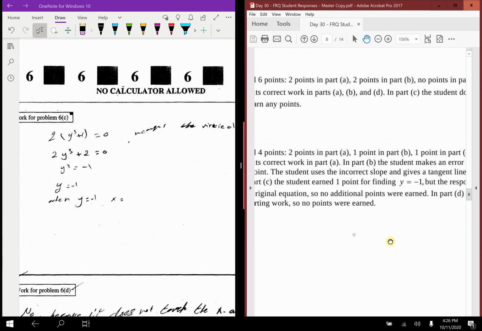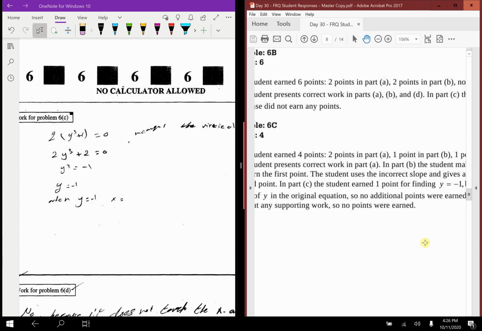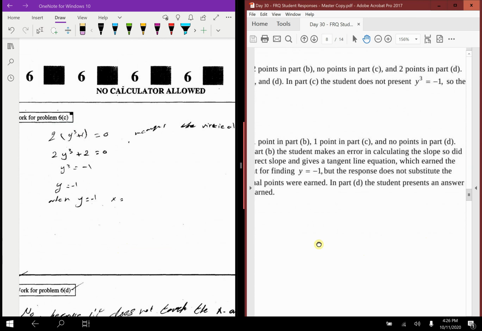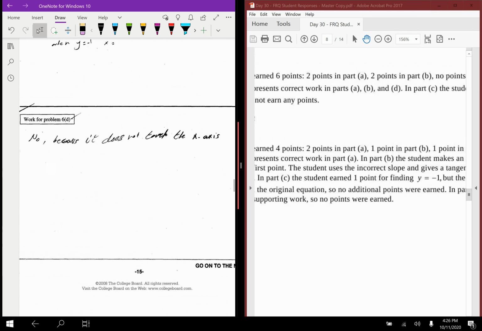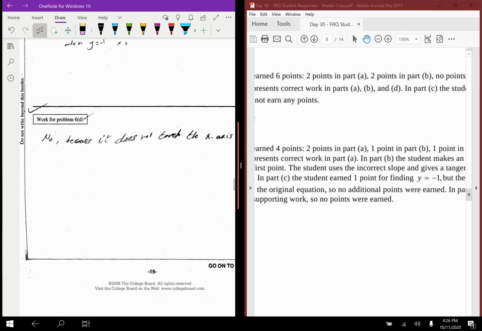However, they didn't do the rest, because they were asked to find the points, and they weren't quite sure how to find x, and they needed to go back to the original equation, right? And then they don't receive any points in Part D. Okay, it says no because it doesn't touch the x-axis. Well, it's funny, they're right, but they're never going to get these points for a couple of reasons.